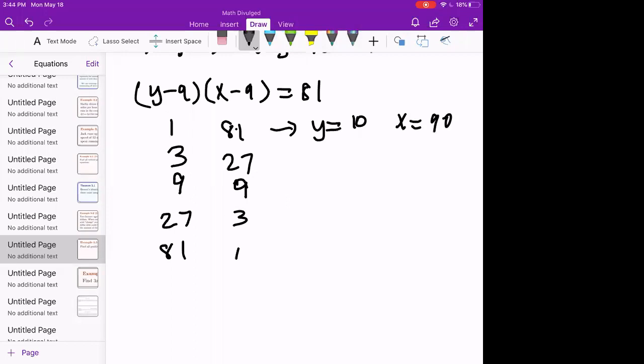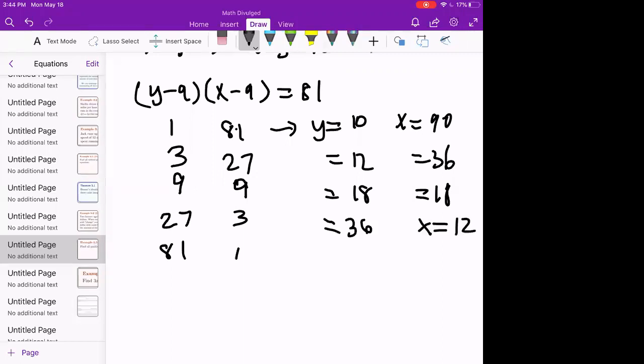And basically, we can just go down: y is equal to 12, x is equal to 36; y is equal to 18, x is equal to 18; y is equal to 36, x is equal to 12; y is equal to 90, x is equal to 10. So all of these are solutions which will give us values such that 1 over x plus 1 over y is equal to 1 over 9. So these are our solutions.